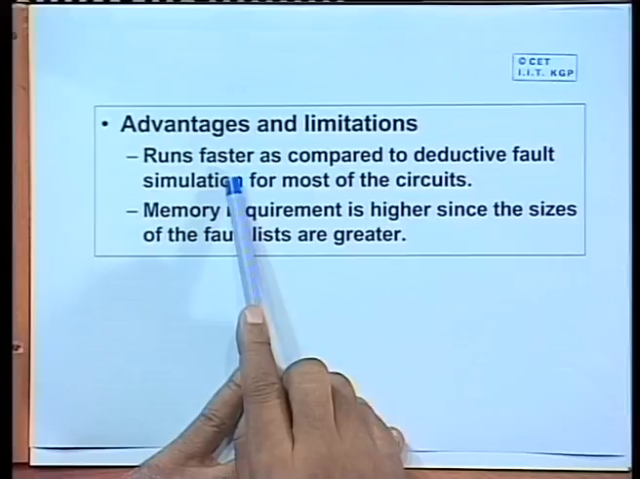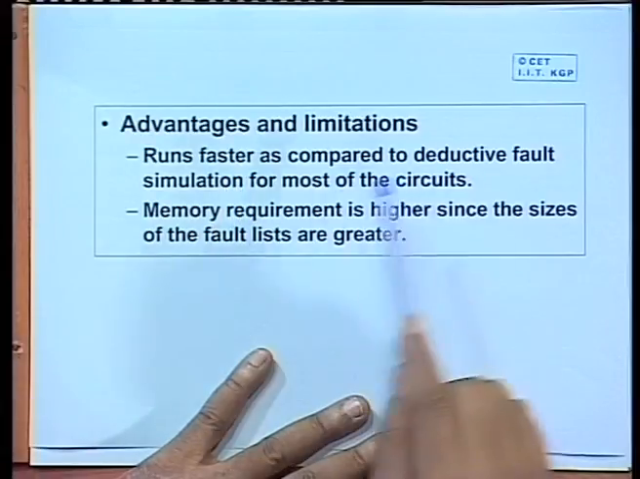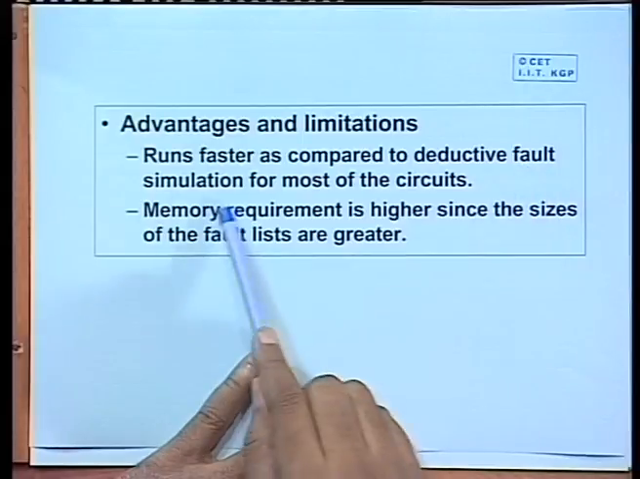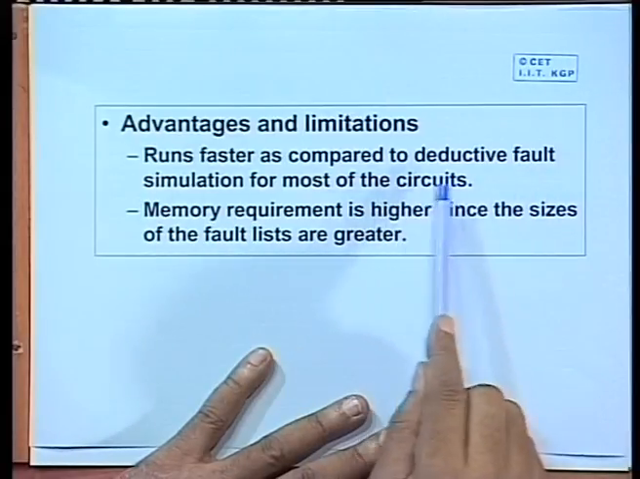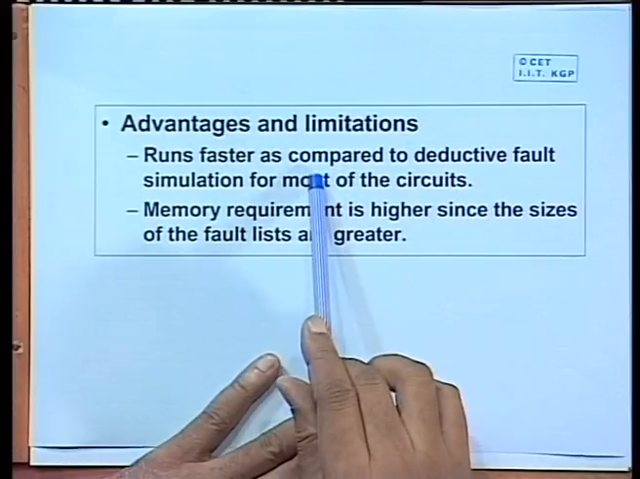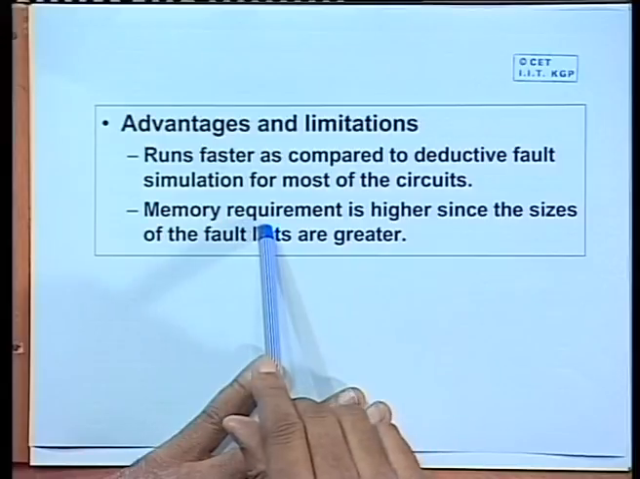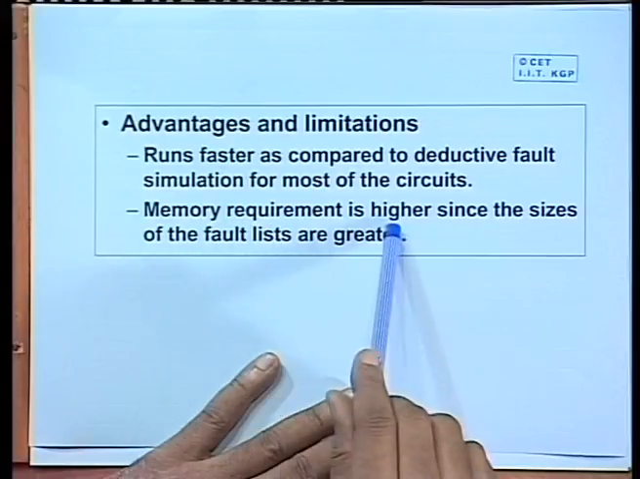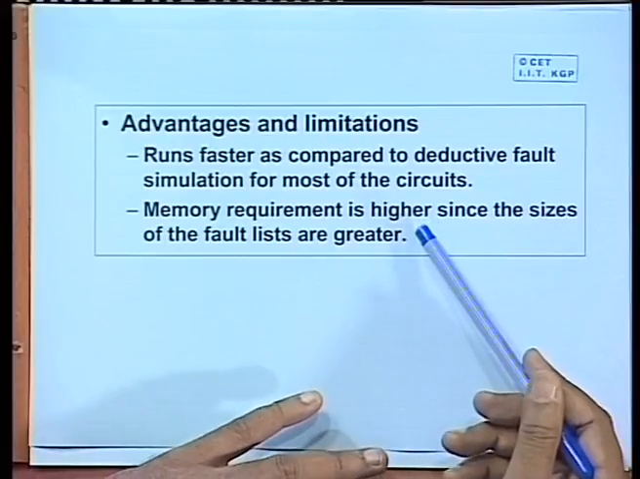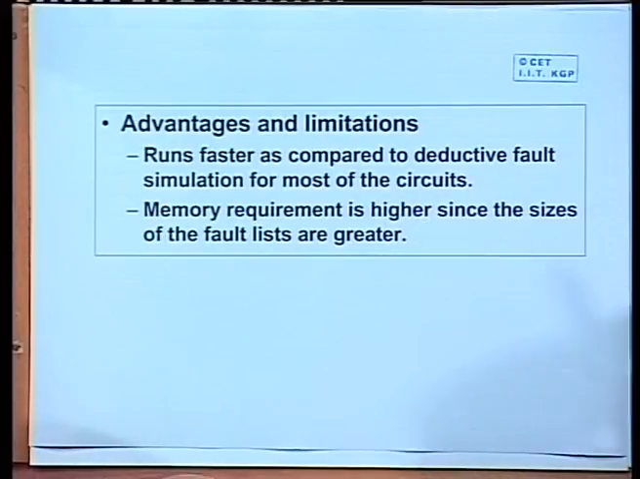So, for concurrent fault simulation, if we want to summarize, well, it runs faster in general as compared to deductive fault simulation, because in deductive fault simulation you have to carry out some set theoretic operation based on strings which are typically slow. But the problem is that since we have to store bigger fault lists here, memory requirement is higher, and of course, it is also unpredictable just like deductive fault simulation. Okay.